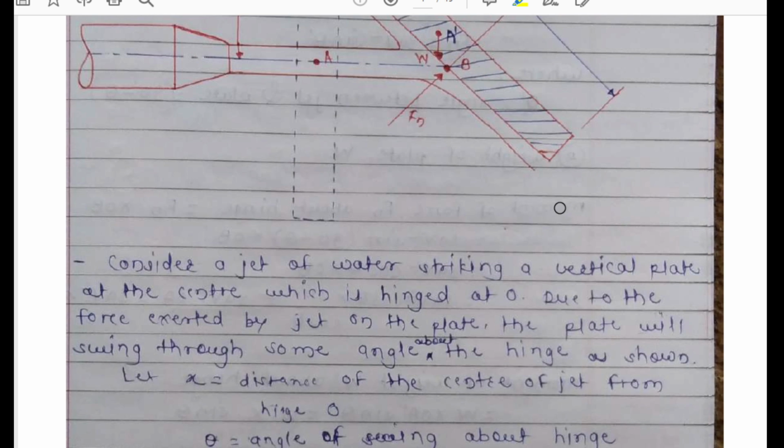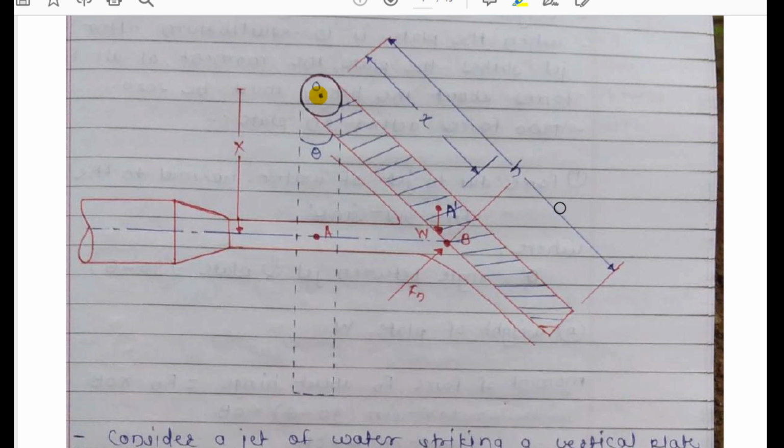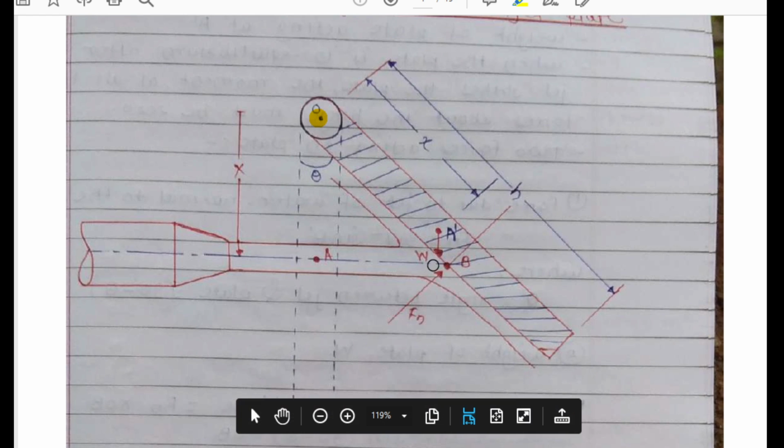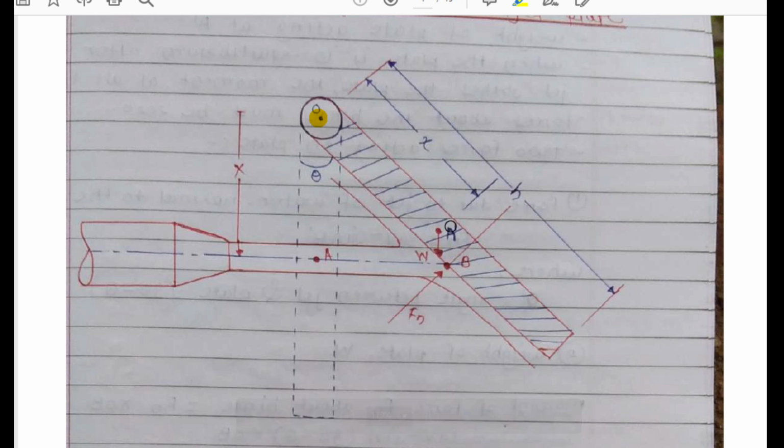This is easily understood by your diagram only. Now Fn, this force, into the perpendicular distance from the hinge, is O to B. But the value of OB is not given. We have to calculate this OB. From the angle theta, we can calculate the value of OB.